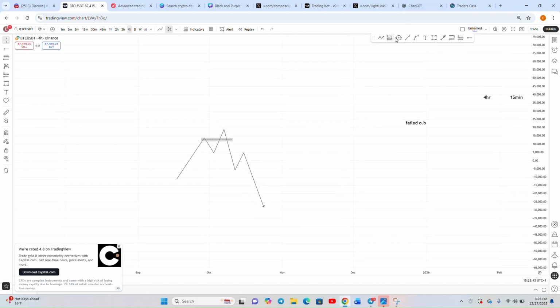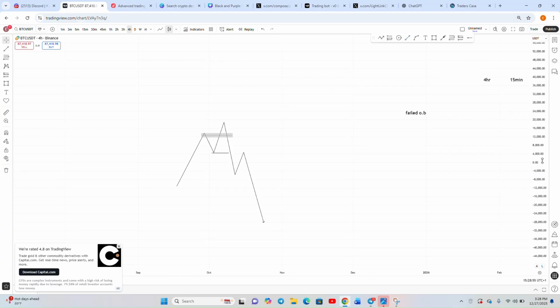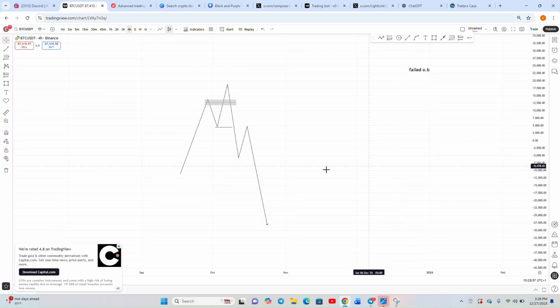This place is popularly known as a change of character, or a market structure shift, whichever one you want to call it. This particular pattern is popularly known as a QM pattern, the Quasimodo pattern. So that's the first thing I want to see on the 4-hour time frame.